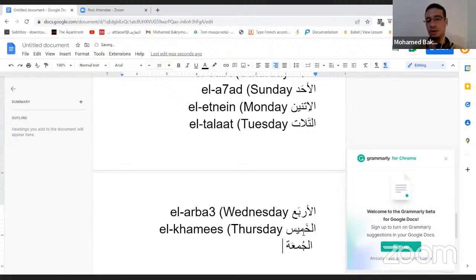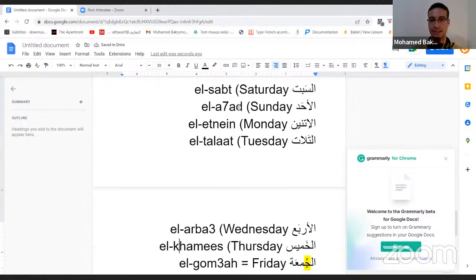In Egypt, the jim, this letter that I will highlight, is pronounced jim, ja in standard Arabic, but in Egypt it's pronounced ga, so el-gum'a. Here we pronounce it el-gum'a. It means Friday. So el-sabt, el-ahad, el-ithnin, الثلاث، الأربع، الخميس، الجمعة.